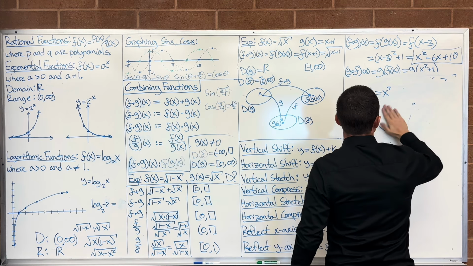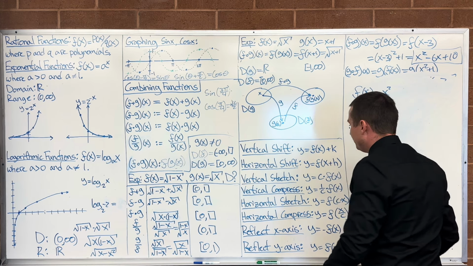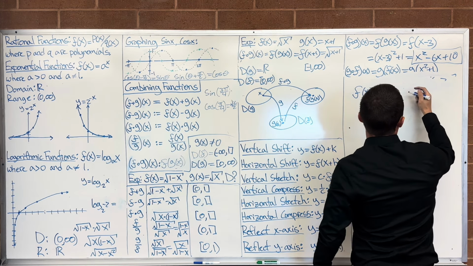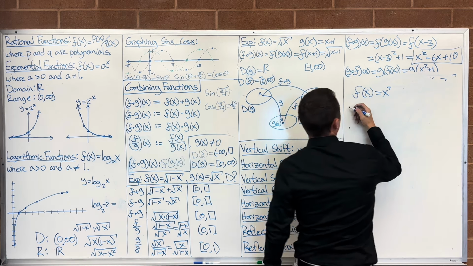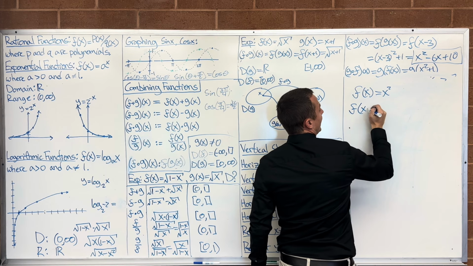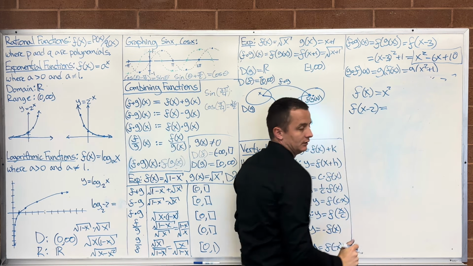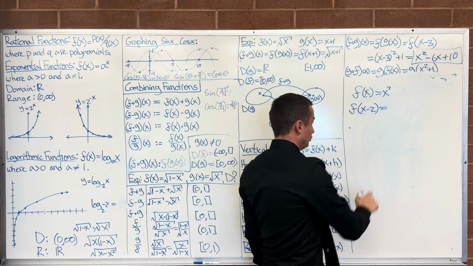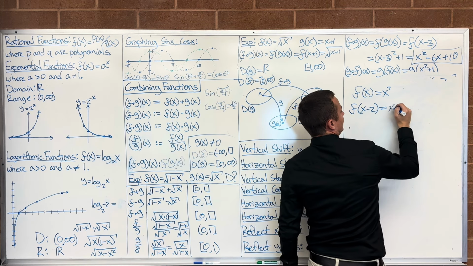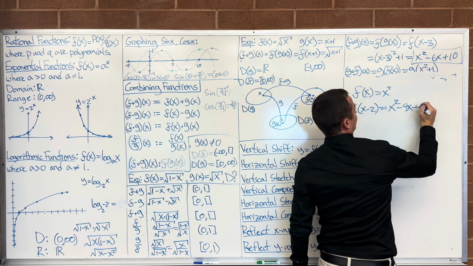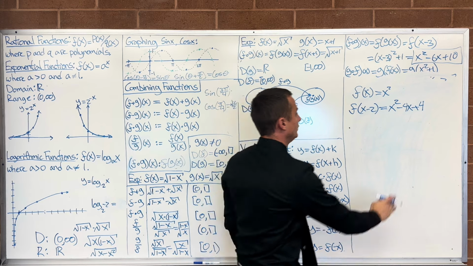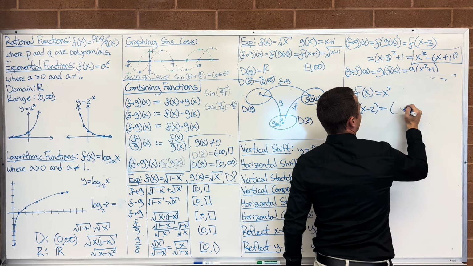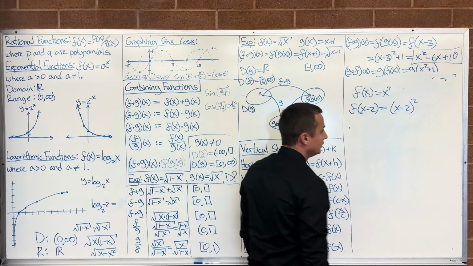Horizontal shift is a bit different. So this time I'm going to look at a horizontal shift. You put your shift inside of the function. So now let's look at f of x minus 2. Now, just plotting this out, what is that going to give me? It's going to give me x squared minus 4x plus 4. Or, if you don't like that, we could just keep it this way. It's going to be x minus 2 squared, right? Let's leave it like that.